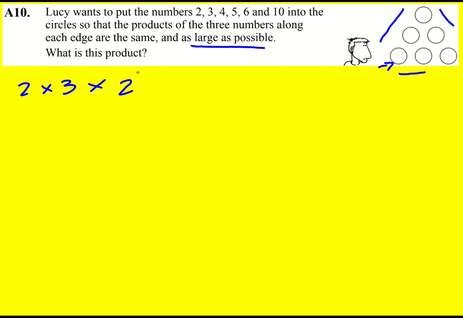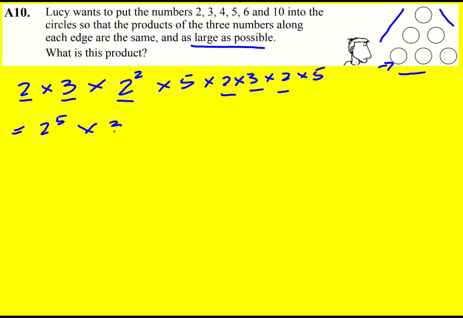If I write things as a product of prime factors, I've got 2 times 3 times 2 squared times 5 times 2 times 3 times 2 times 5. This gives lots of 2s, so 2 to the power of 5, and then lots of 3s, so 3 squared, and then times 5 squared.